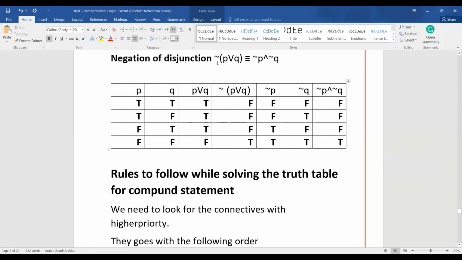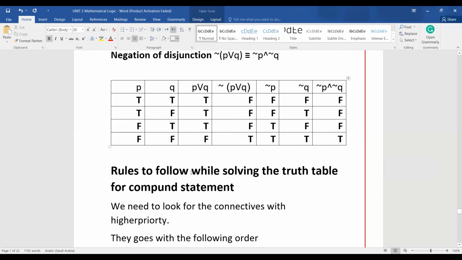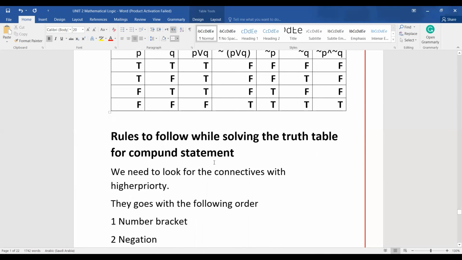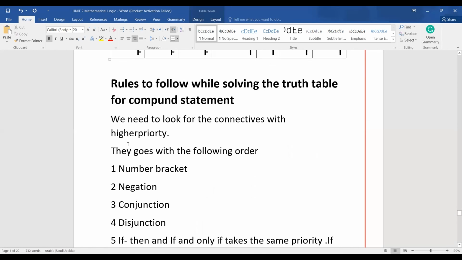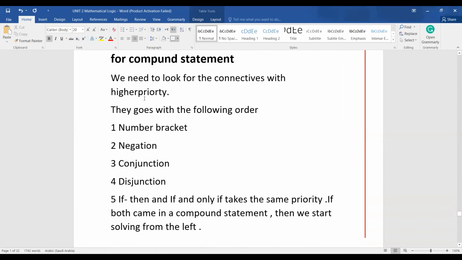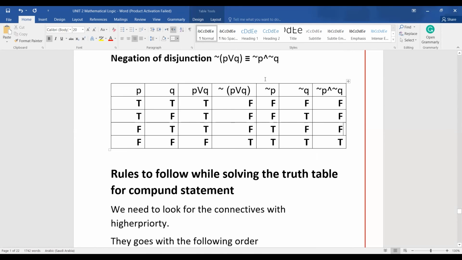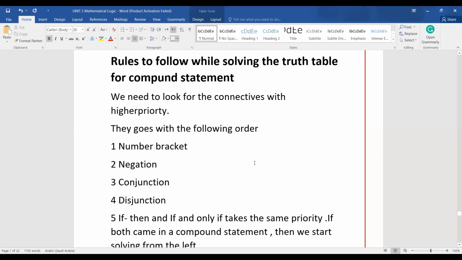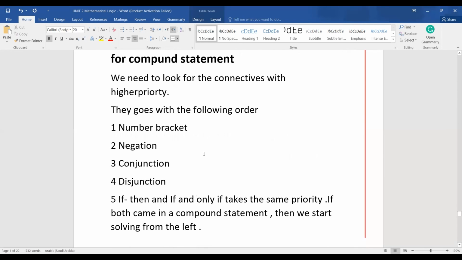Now when we say the rules we need to follow while solving them, what should I start first? Should I start first with the bracket? Should I first start with or and negation? Now we'll be discussing the rules. Rules to follow while solving the truth table for a compound statement. We need to look for the connectives with higher priorities. There are some connectives, that is the conjunction or, and some of them have higher priorities. Some need to be solved before another.